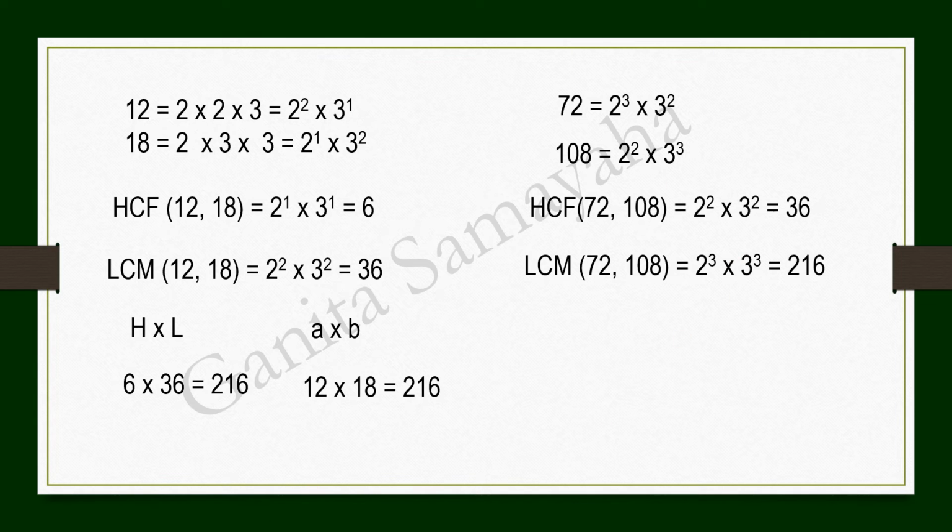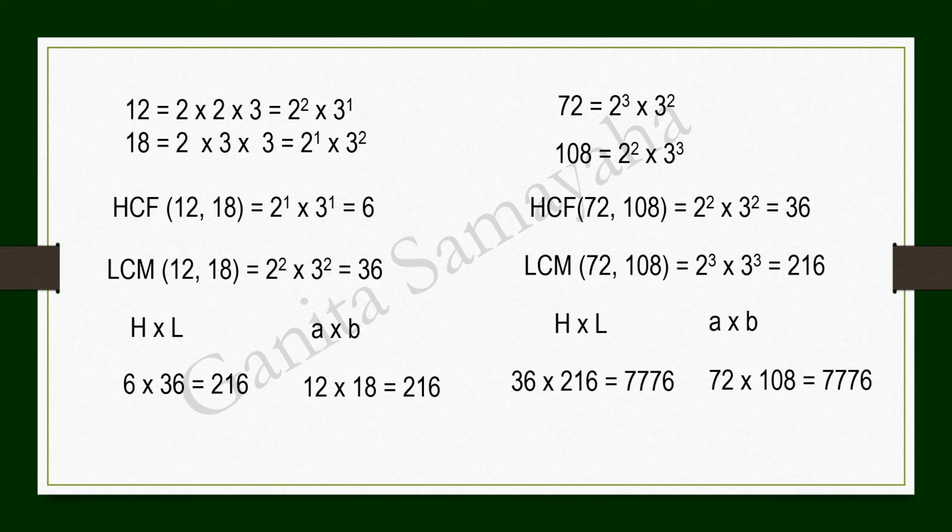Now again let us find out the product of H into L, HCF into LCM, which is 36 into 216. So we get 7776. And let us find the product of A and B, that is 72 and 108. Here also we get 7776. If you want to verify it, please do the calculation on your own, verify it and then proceed, children. Don't blindly accept anything. Okay, you verify if 36 into 216 is this, and 72 into 108 is also this.